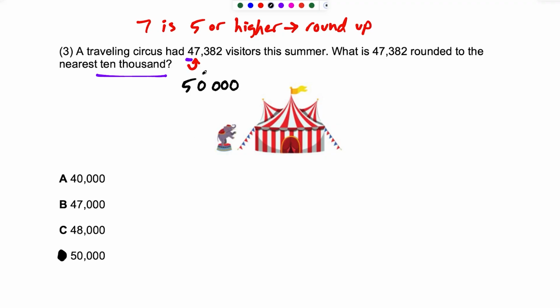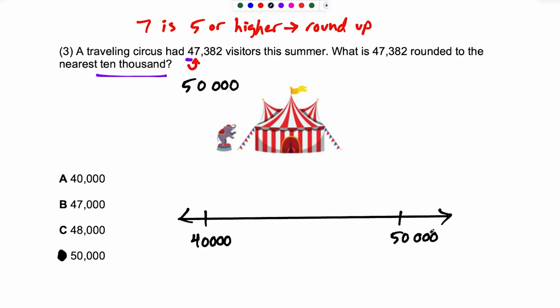But if this doesn't make sense, like if you're just following steps and memorizing, it's good to look at the concept of what's going on. So I'm going to draw out a number line, and I'm going to draw in 40,000, and then if I count by 10,000s, the next number would be 50,000. I'm just going to mark these off. These are the endpoints here. And I'm going to draw in the middle. The halfway point would be 45,000. So halfway from 40,000 to 50,000 would be 45,000.